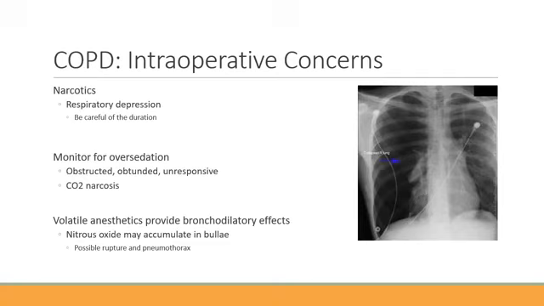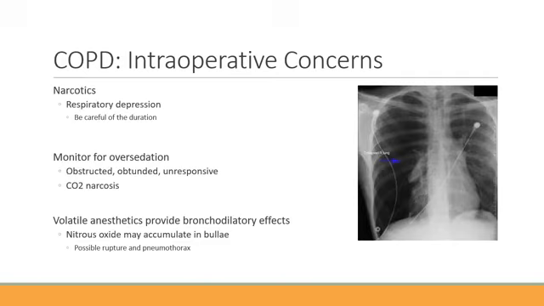We certainly want to make sure that we monitor for signs of oversedation. We're going to be on the lookout for CO2 narcosis, hypercapnia, make sure that they aren't obstructed or unresponsive. And remember that these patients can also be hyper responsive to volatile anesthetics as well. The volatile anesthetics, things like sevoflurane or isoflurane, your inhaled general anesthetics essentially, do have some bronchodilatory effects which can kind of help.